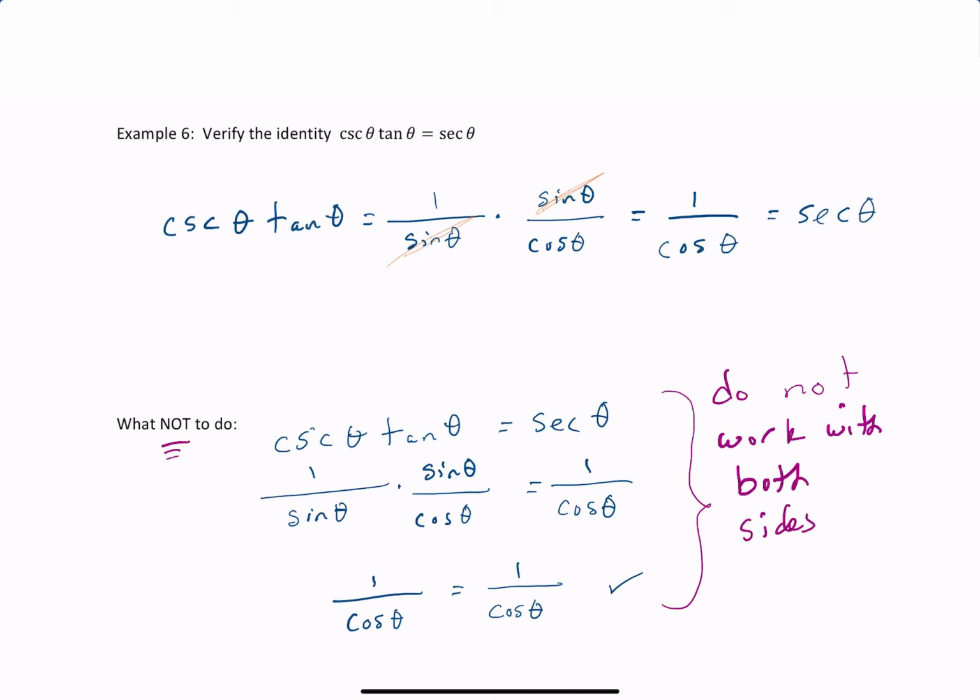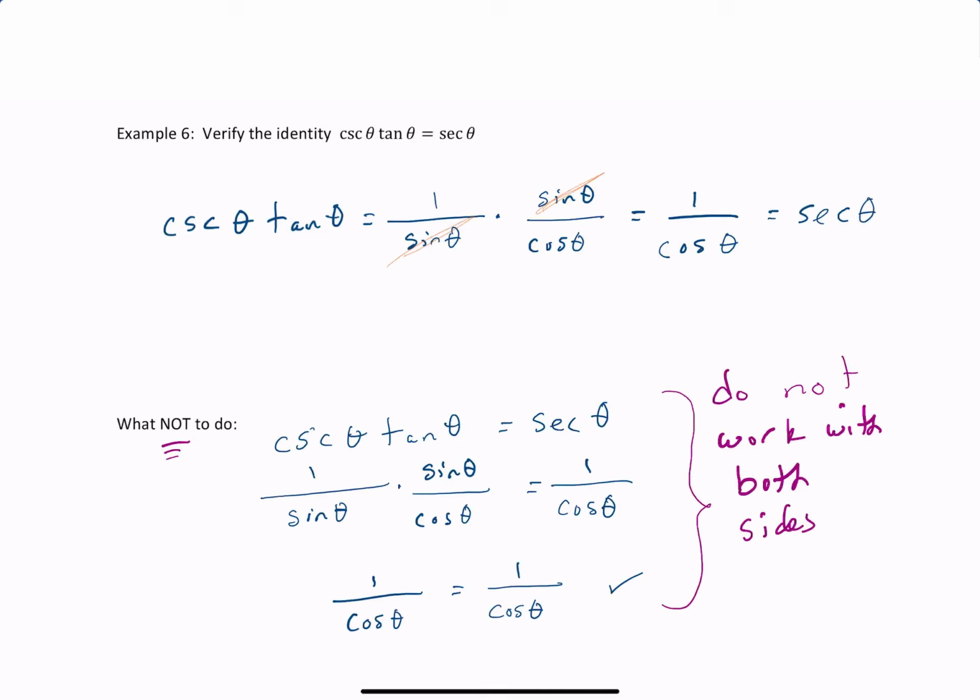You may be wondering what's so terrible about working with both sides, because it does seem kind of a natural thing to do. And honestly, if you want to go off on scratch paper and work like that, I don't care. But your work that you turn in should not look like that. And here's the reason. You give the appearance of circular reasoning. Circular reasoning is when you're trying to prove something is true and you start out by assuming it's true and then build on that assumption to show that it's true.